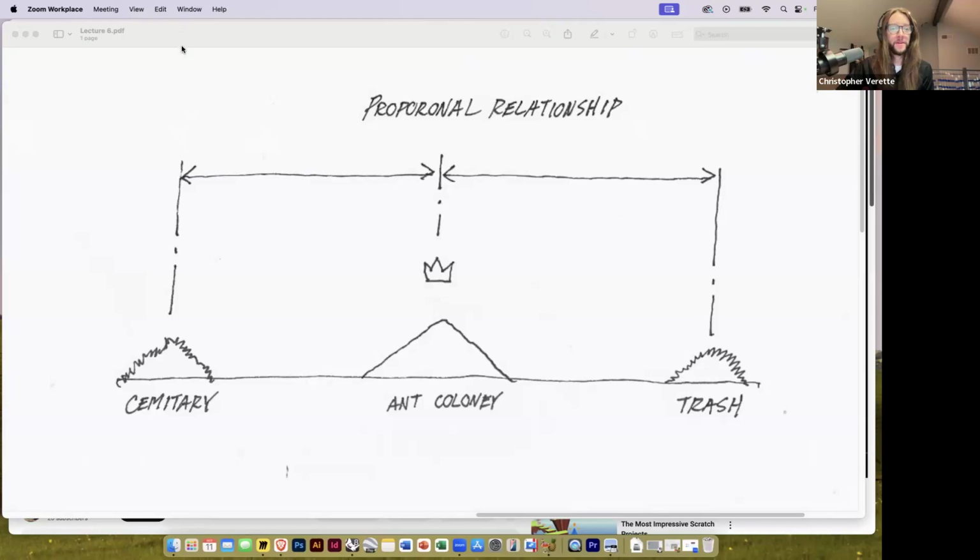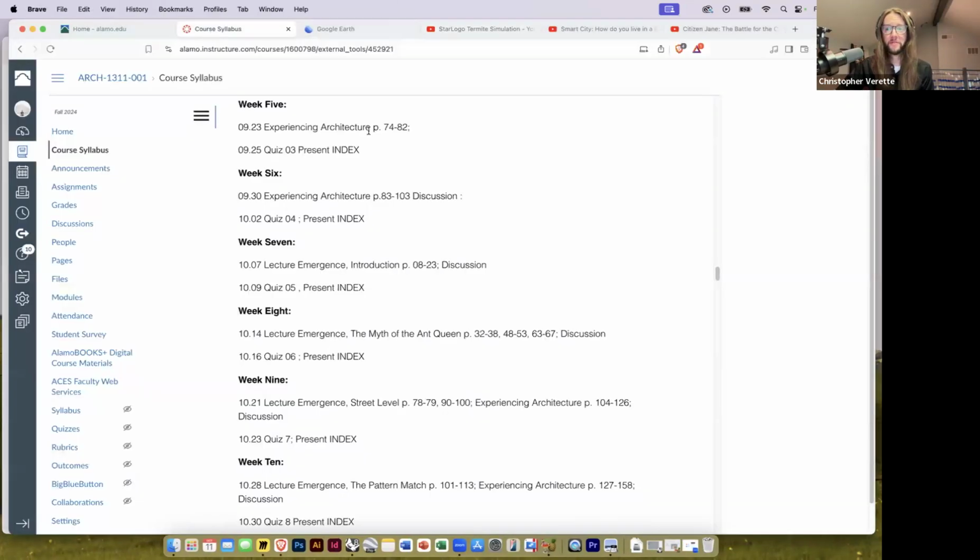So anyway, we have some notes. And let's jump to the syllabus. Hopefully you can see this in the recording. If not, we're just taking a look at the syllabus. We're on week 8 this time. So today we're talking about the myth of the Ant Queen, pages 32 to 38, 48 to 53, and 63 to 67. I do want to point out some of the ending markers because that ends randomly halfway during the page, and it is worth your time to get the other paragraph as well.